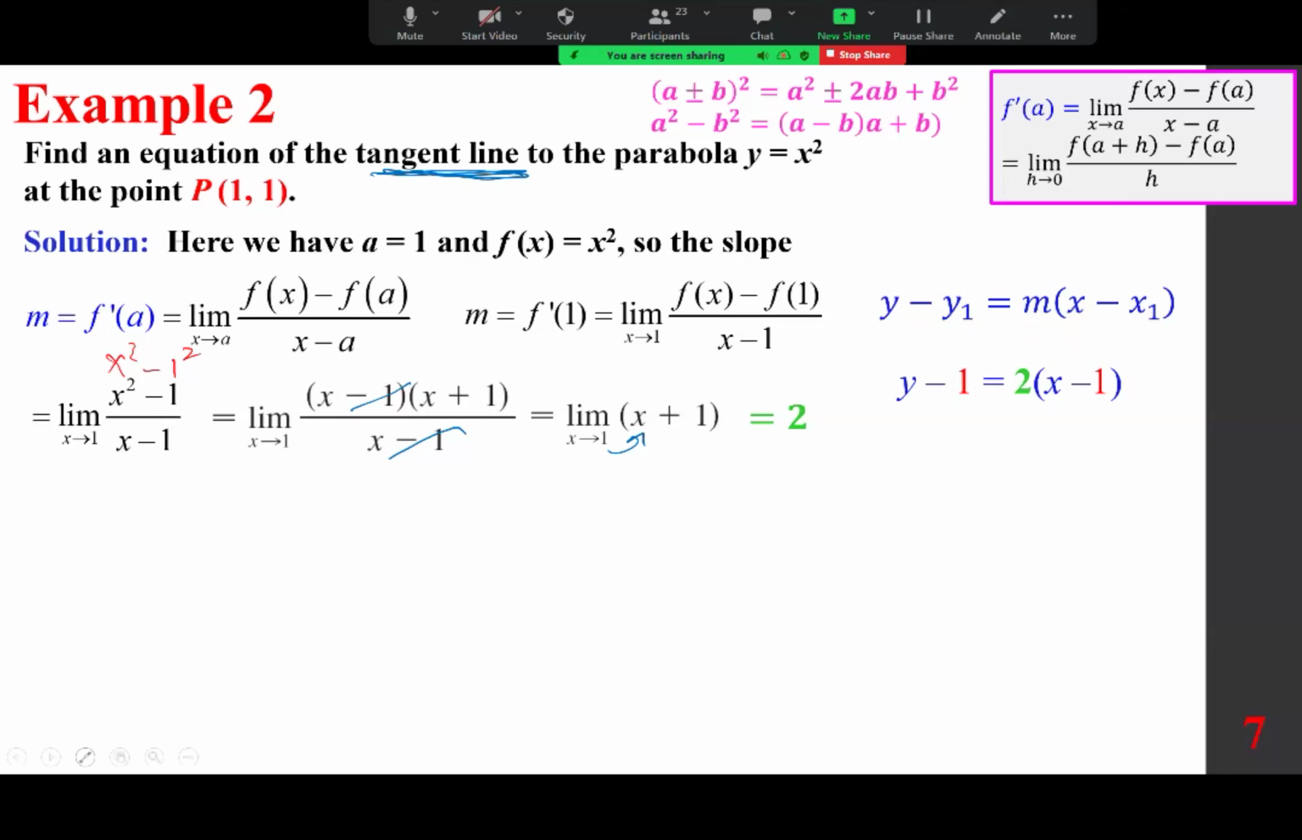So this is 2x minus 2. You move this, you get 2x minus 1, and you're done. You can check with the pair. When it works, that means this process was done right. Doesn't mean anything else.